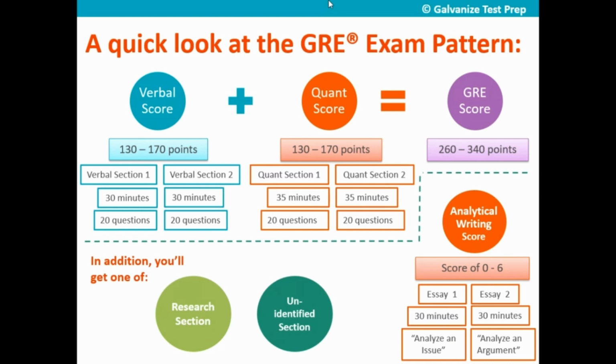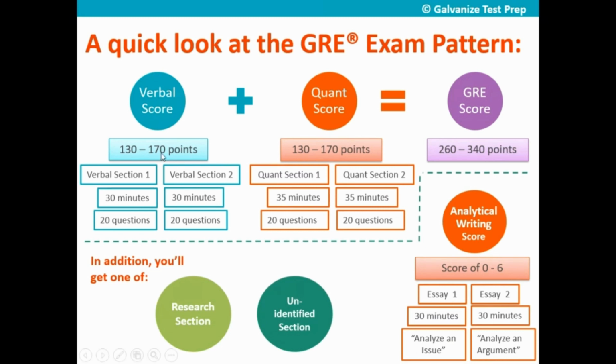On the other hand, an unidentified section may appear anytime during your exam, and they will not tell you whether it counts towards your score or not. So if you're not being told, then you have to take it just as seriously. That being said, there's no way to predict whether it is going to be a verbal section or a quant section. So please go in prepared to handle up to 3 sections of each.